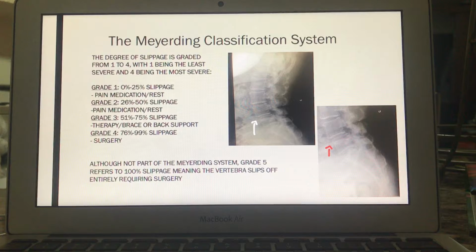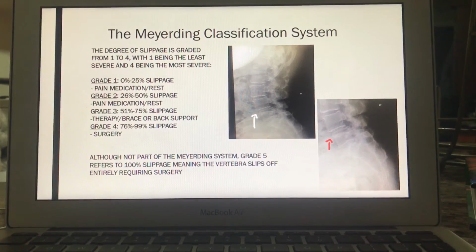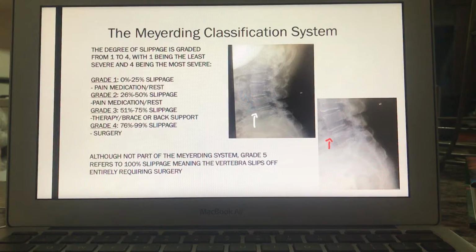And as you guys can see here in these pictures, if you look at the arrows, there is slight anterior slippage, which is why the radiologist graded it as grade 1, because it isn't really prominent. And another fact that I found interesting was that even though it's not part of the Meyerding system, grade 5 refers to 100% slippage, meaning that the vertebra slips completely off of the vertebra underneath it, and the only way to fix this would be through surgery.